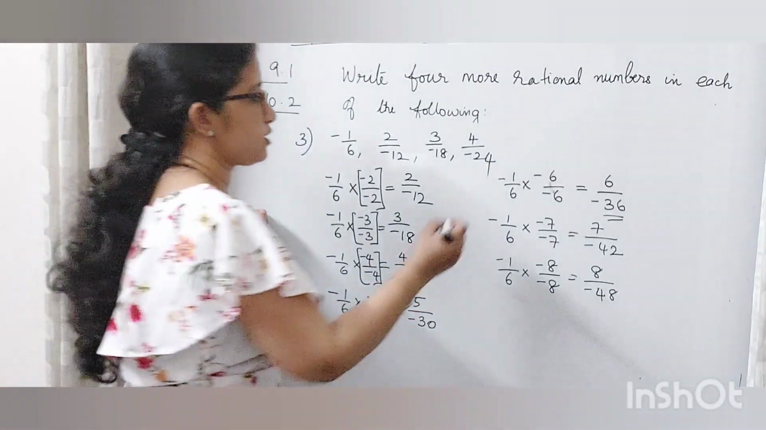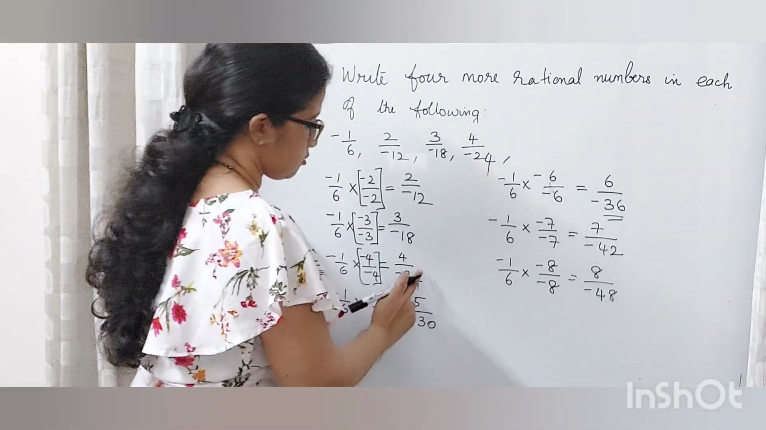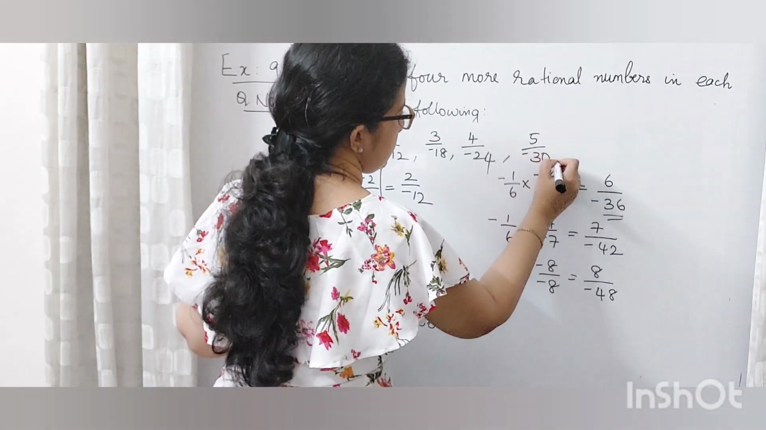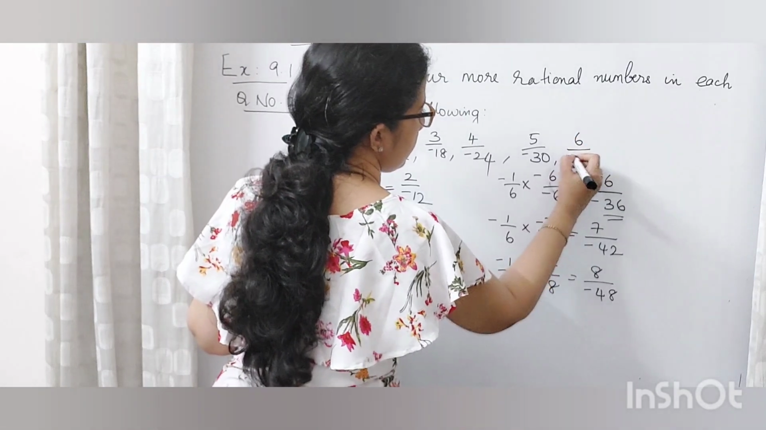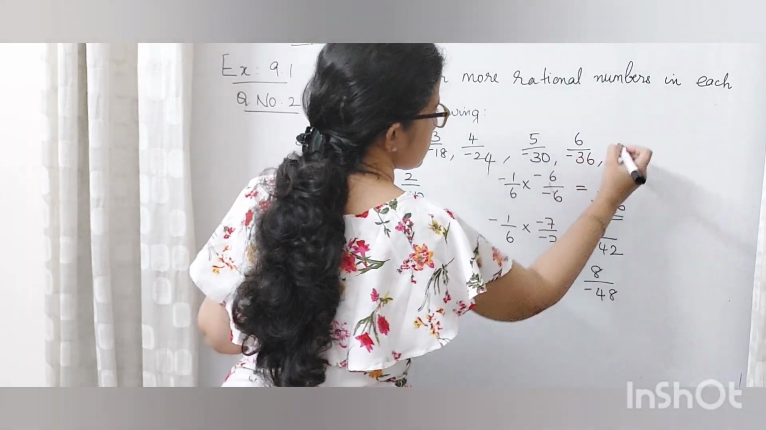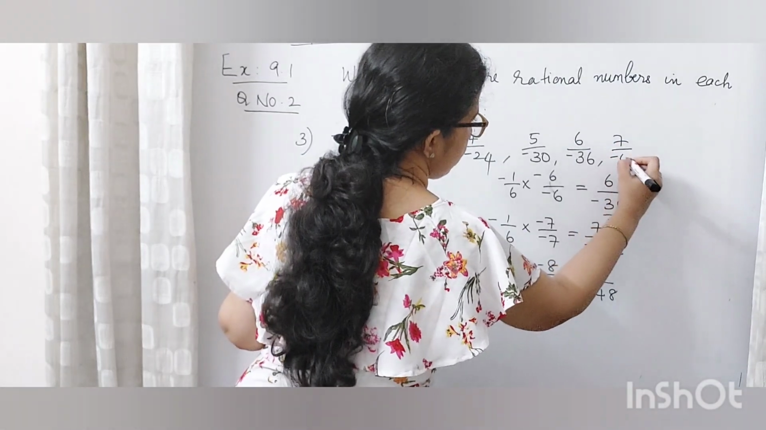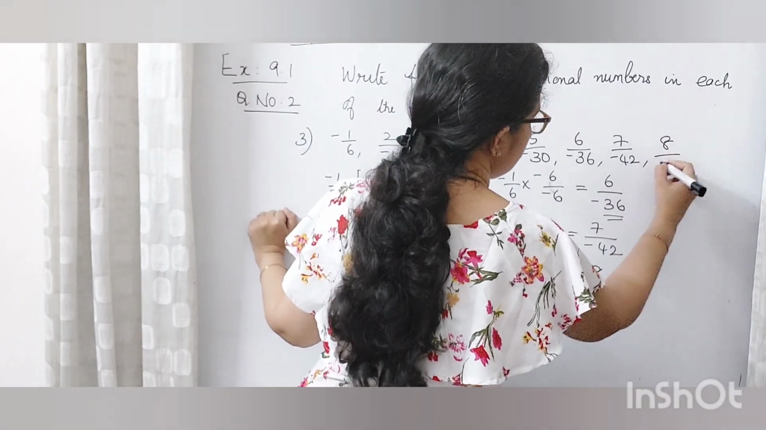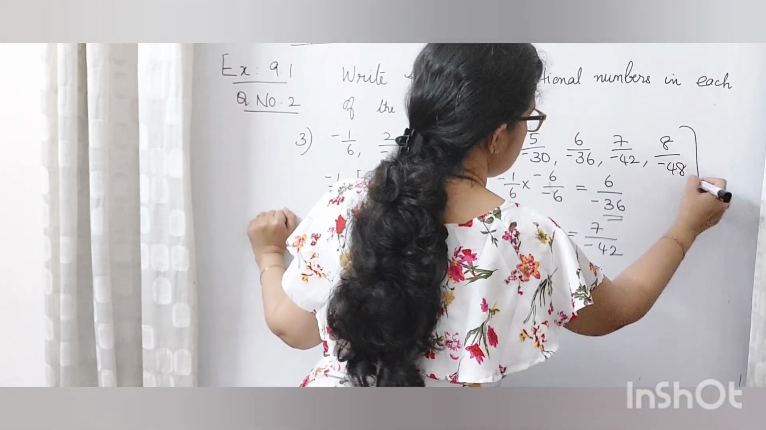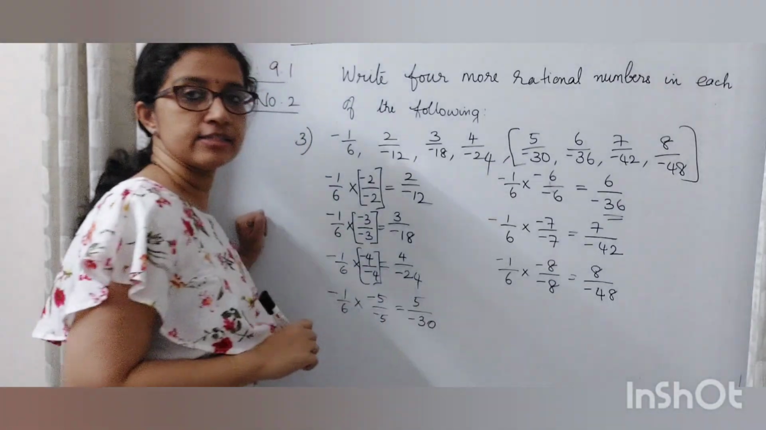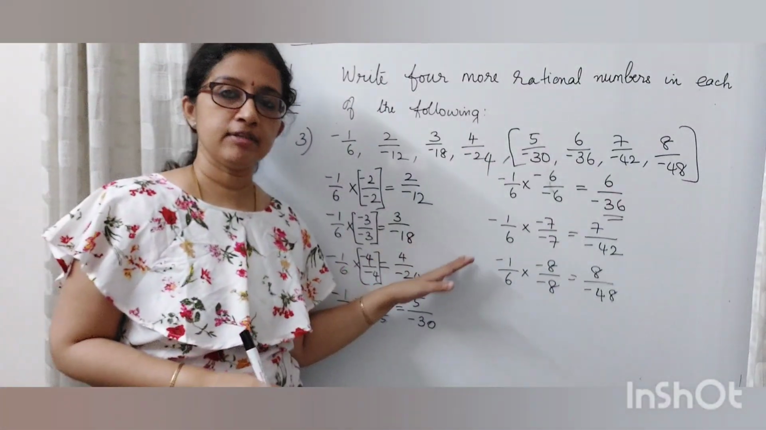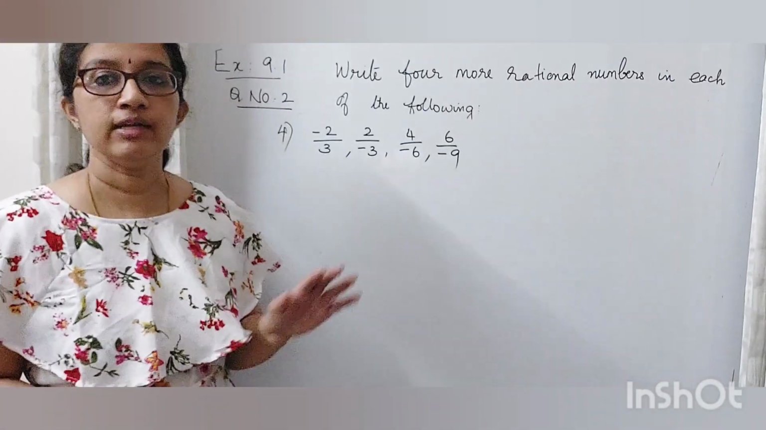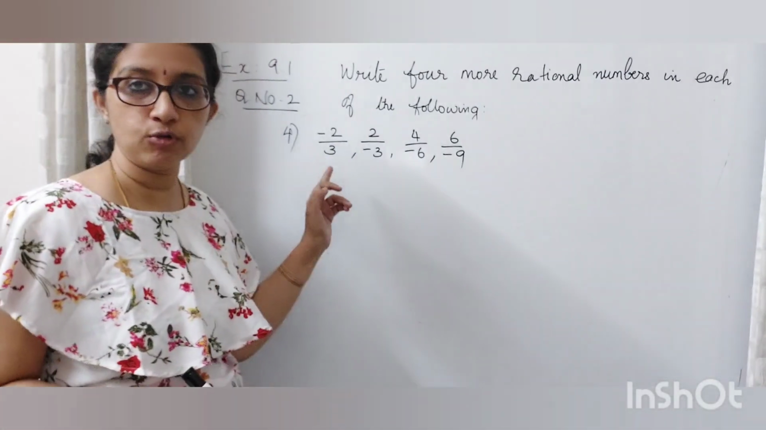So what are the next 4 rational numbers? After 4/-24 it is 5/-30. Next number is 6/-36. Next number is 7/-42. And the next number is what? 8/-48. So these are the next 4 rational numbers. So clear with this? Now let's move on to the next problem. Now let's move on to our next problem, that is the 4th problem.